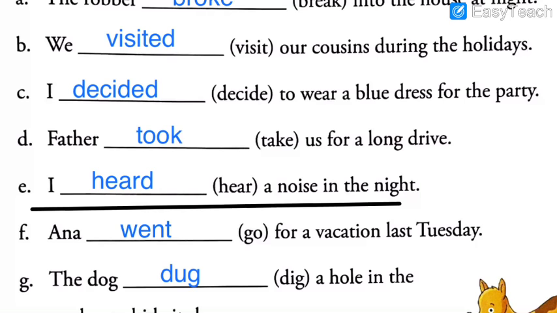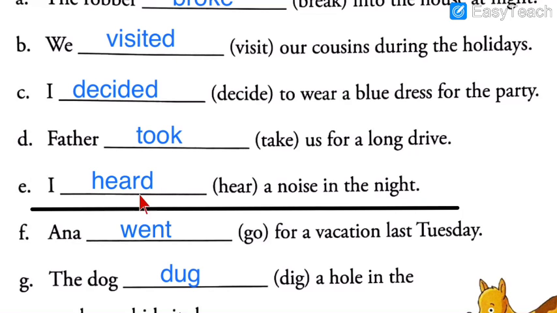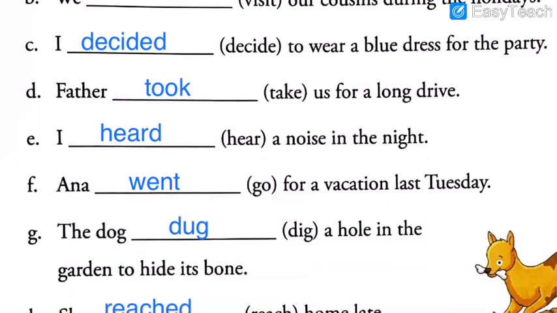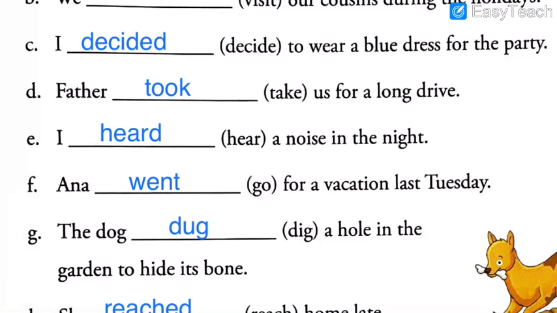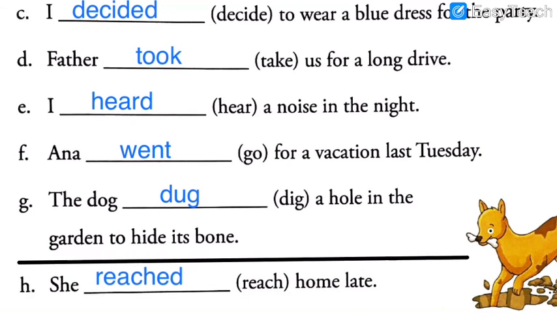Next is question E. I heard a noise in the night. Okay, next one. I know that all my dear students are following my instructions and repeating the sentences after me. Sentence F. Anna went for a vacation last Tuesday. Sentence G. The dog dug a hole in the garden to hide its bone.